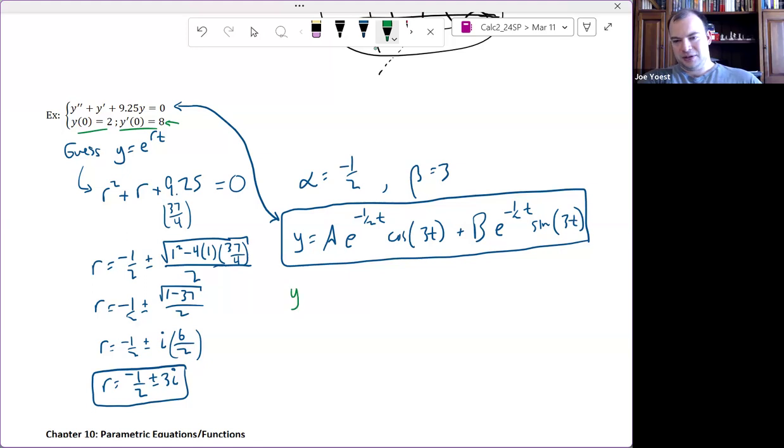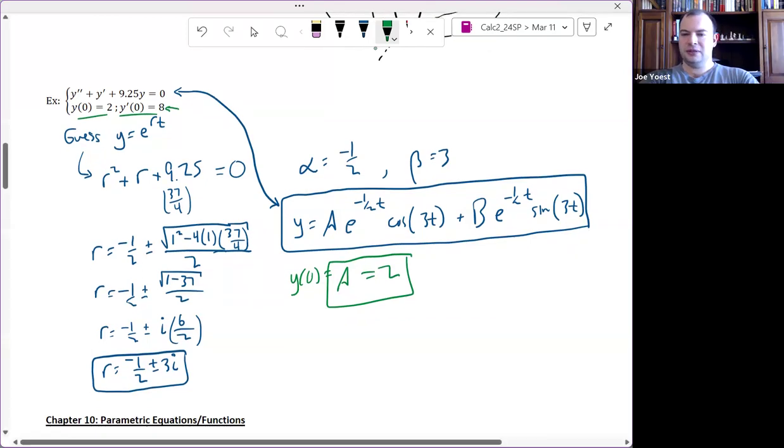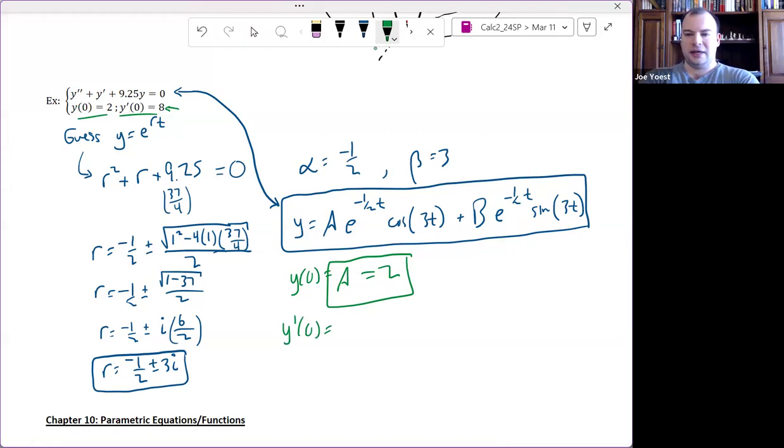So what is y of 0? Well, the e to the 0 stuff goes away. I have a times cos of 0 plus b times sine of 0, which is 0. y of 0 is just a. That's not too bad. That's got to be 2. Now to find y prime of 0, I have to do 2 derivatives, 2 product rules. So I'm going to have 4 terms, but a bunch of them are going to go away.